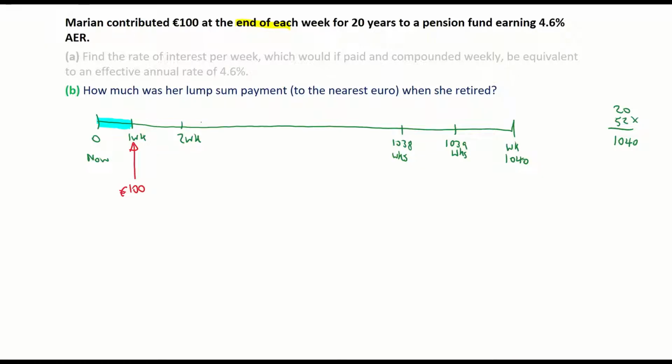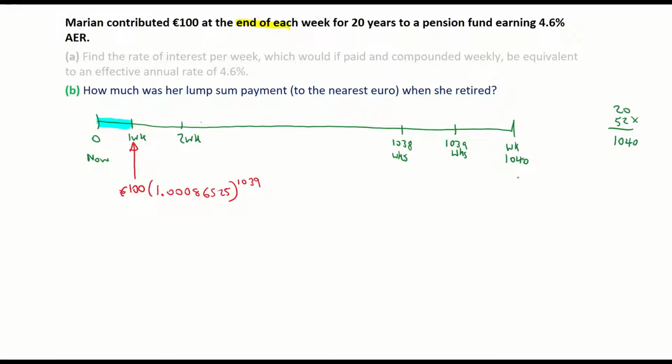The interest rate we found from part A was 0.0865525%. So that €100 is going to be multiplied by 1.000865525, and I'm going to put that not to the power of 1040, but to the power of 1039. It's in there for 1039 weeks.